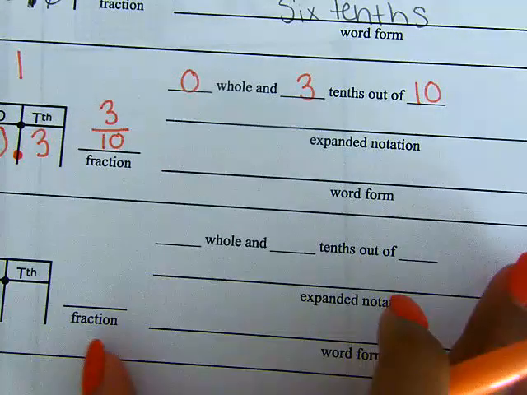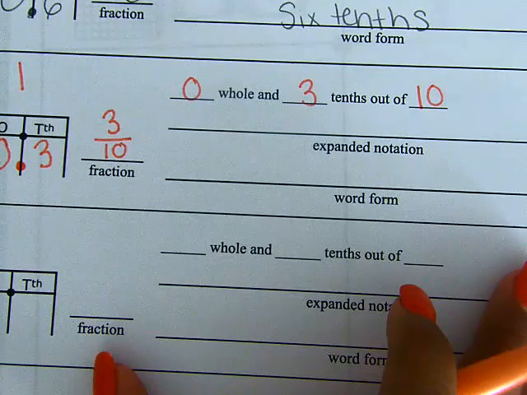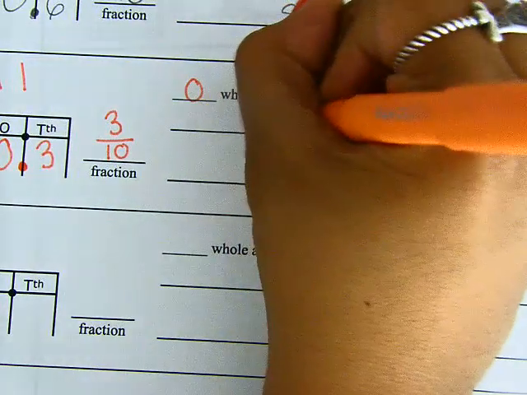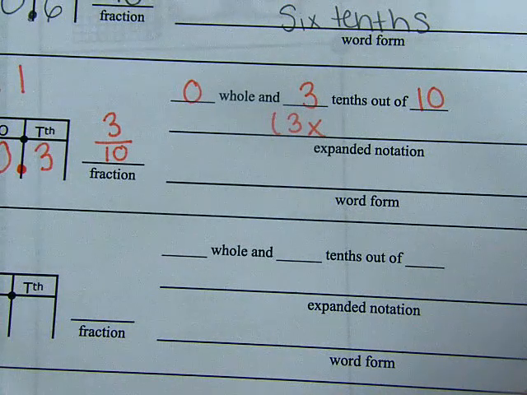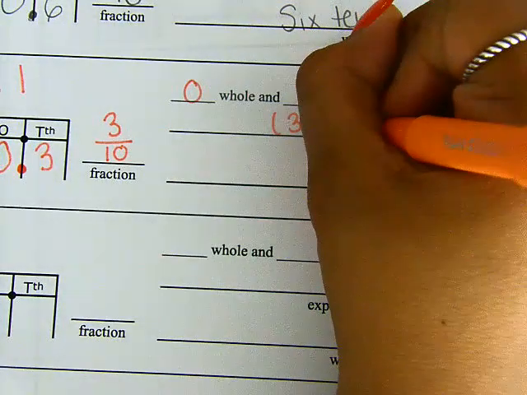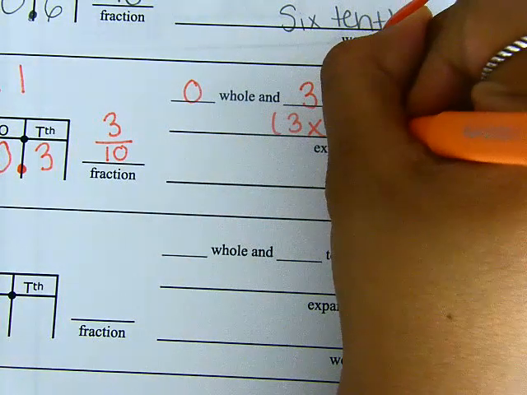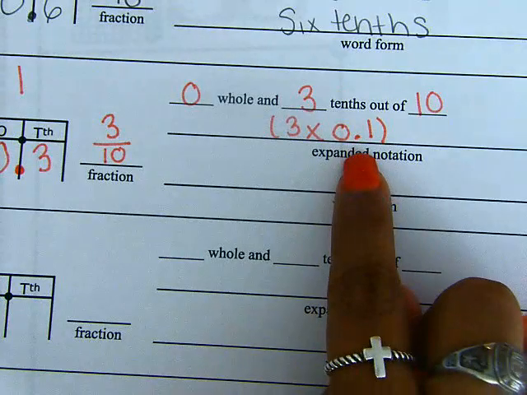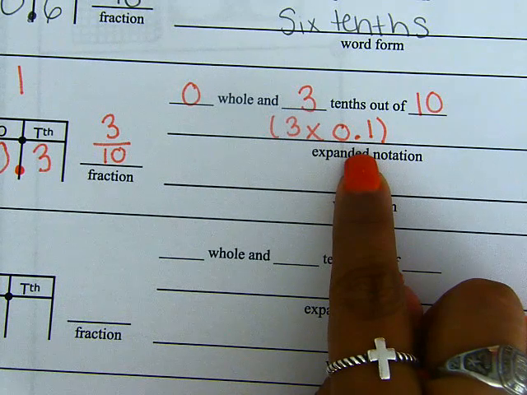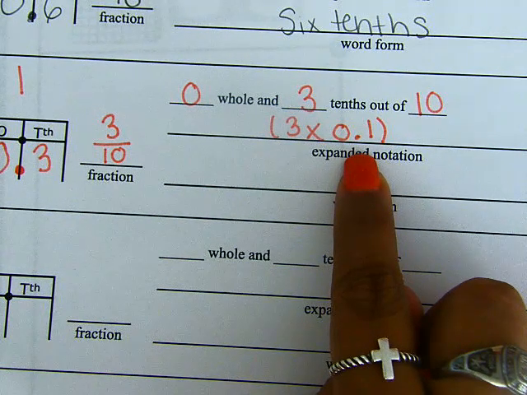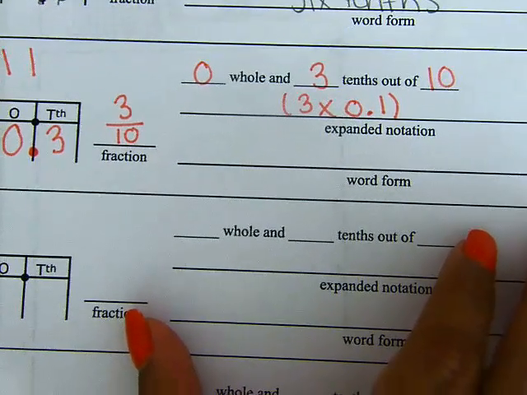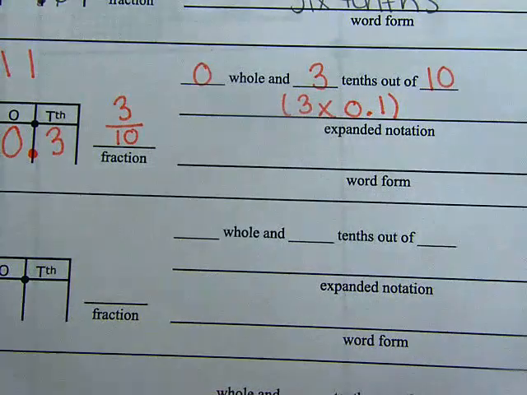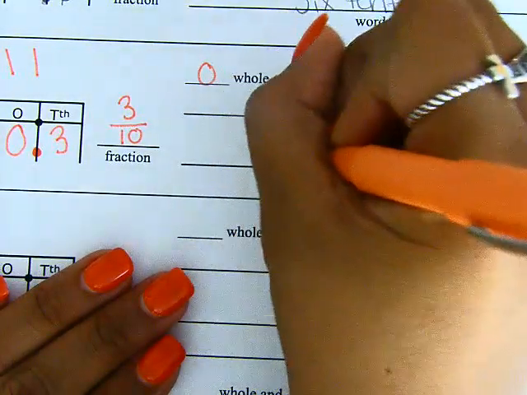Now I'm going to write this in expanded notation. Again, I have my 3 groups of 1/10. I have 3 groups of 1/10. Now let's write this in word form. So now I'm going to write 3/10.